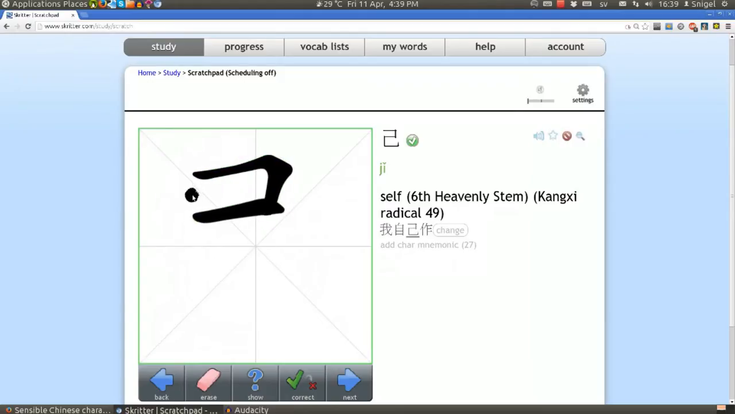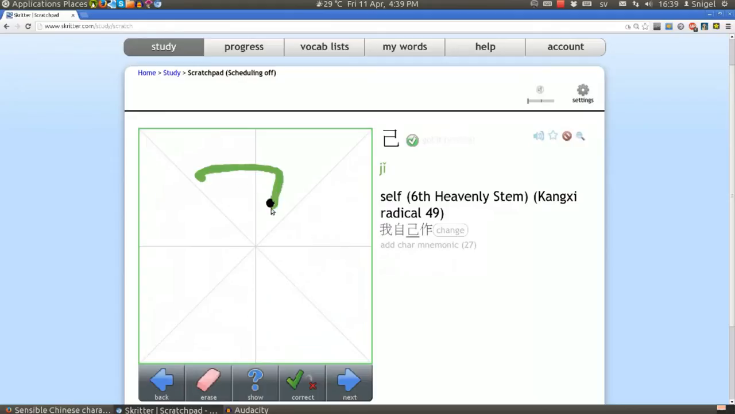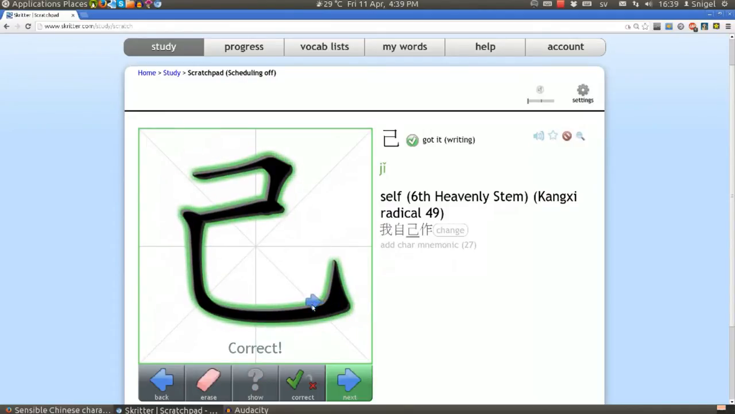Now, what would have happened if we started in the middle here? Well, we get a green light again. And up here then, well, a green light again. So you can't really trust everything Skritter does. Meaning that if it gives you a green light, it might still mean that you would have made a mistake if you had written on paper.